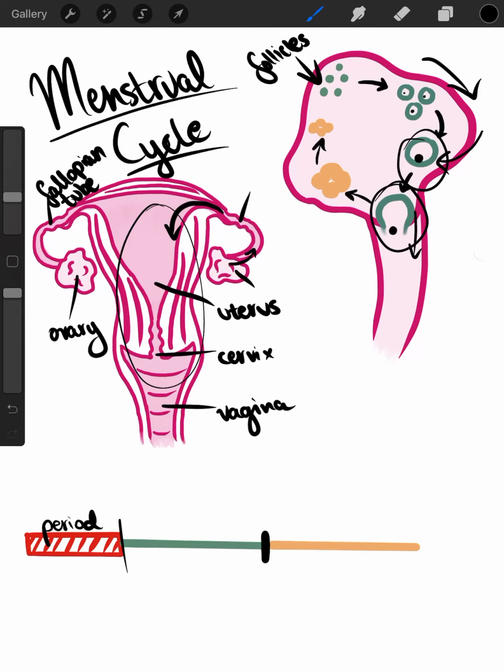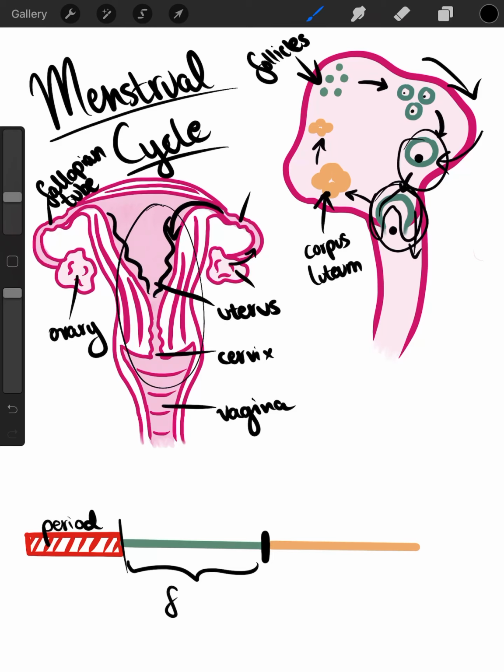So what happens to the rest of the follicle that wasn't the egg, after the egg is released, is it degrades and becomes this flower looking thing called the corpus luteum. And what that does is it releases hormones and creates your uterine lining that may house a baby, and if not, that's the stuff that gets shed during your period. So the corpus luteum helps create that.